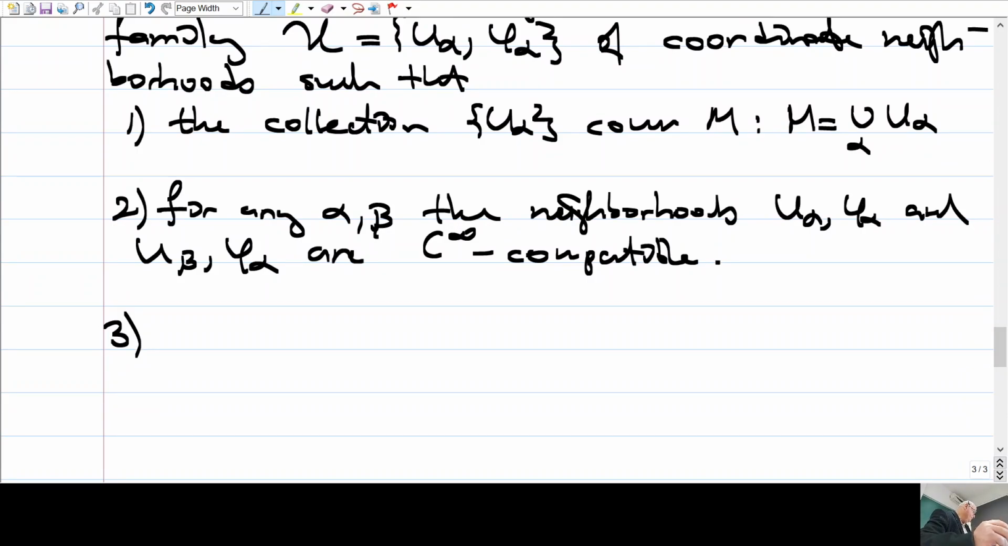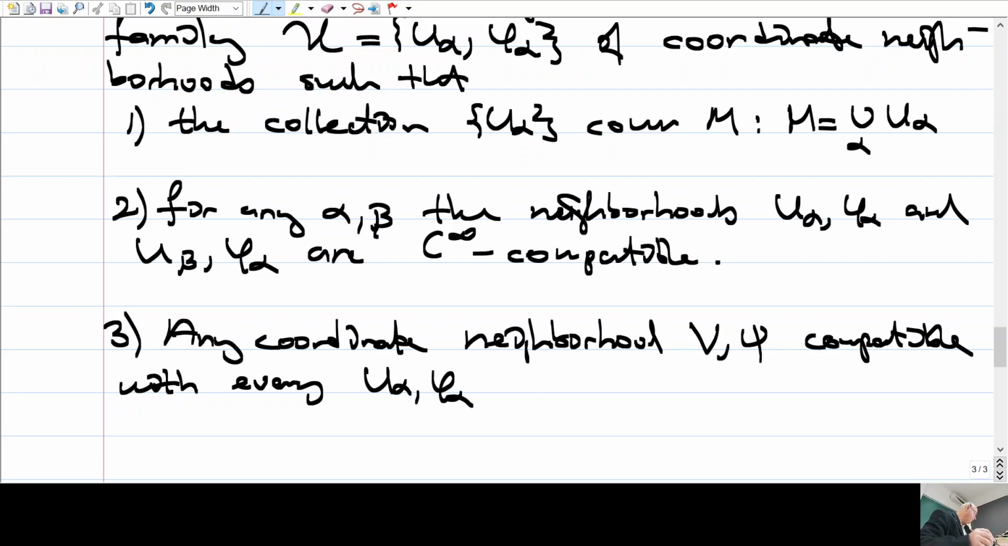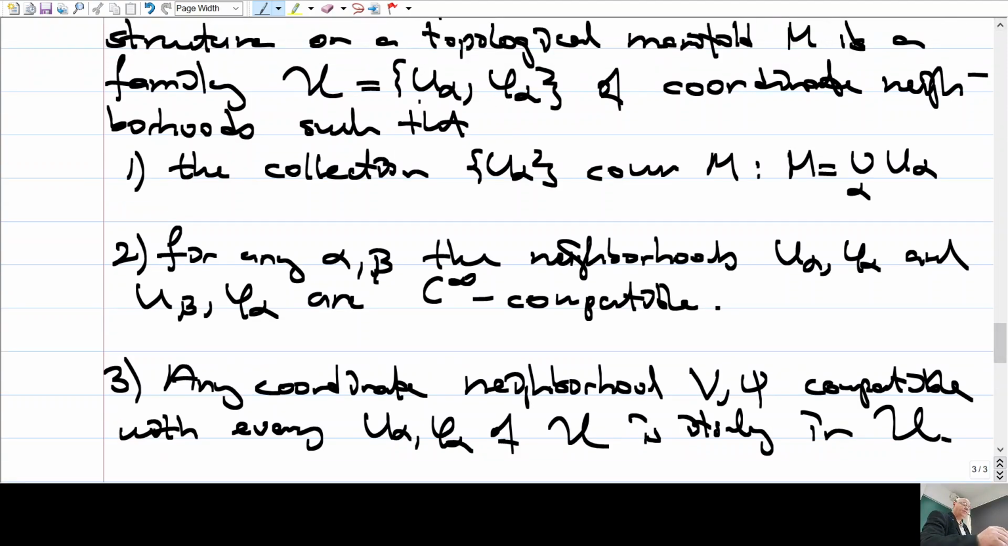Third, any coordinate system, any coordinate neighborhood V psi compatible with every U alpha V alpha of this family is itself in U. So this is kind of a maximality condition. We will call this collection of neighborhoods a C infinity structure if it is maximal in that sense.